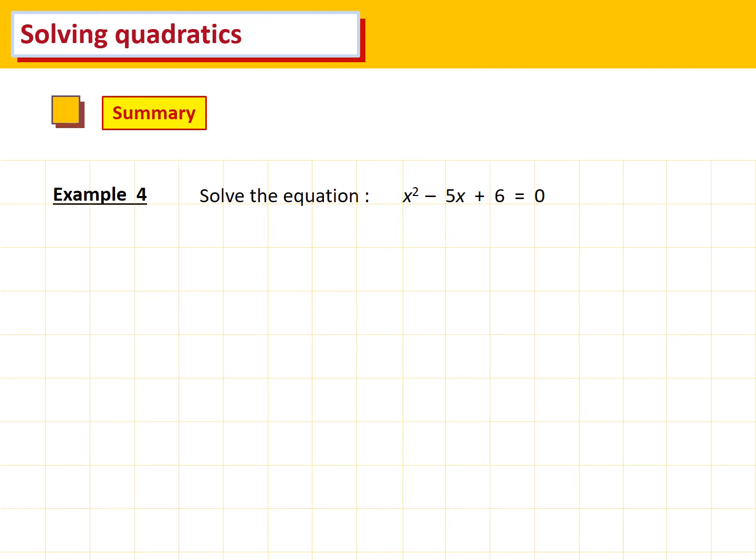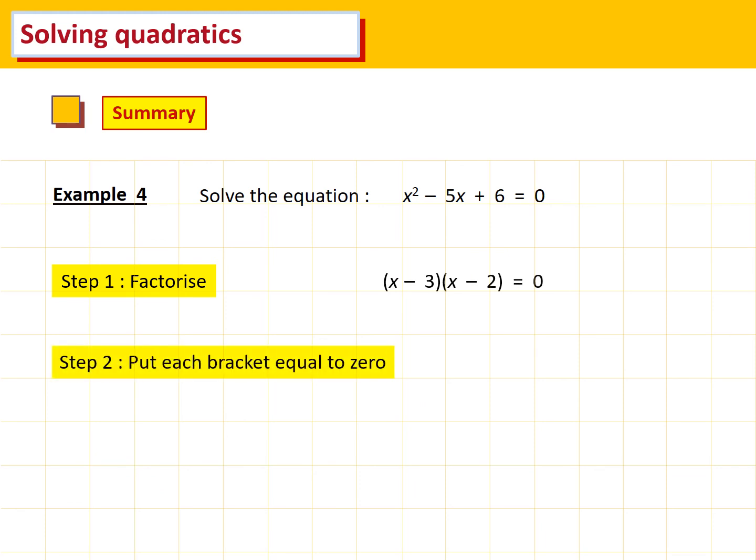So to summarize the steps, step 1 is to factorize the quadratic expression, and step 2 is to put each bracket equal to 0. If x subtract 3 equals 0, x would have to be 3. If x subtract 2 equals 0, x would have to be 2. And you can check by putting both values into the expression, and it should give you 0.